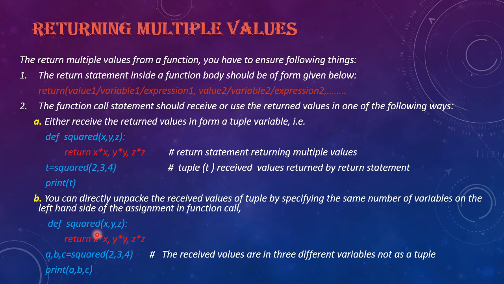So here the return statement returns three expressions and the calling function receives these values in tuple t. But in the second situation, the three expressions returned by squared are stored in variables A, B and C respectively. So in the first situation, the received values are stored in tuple T, whereas in the second situation, the returned values are stored in separate variables.